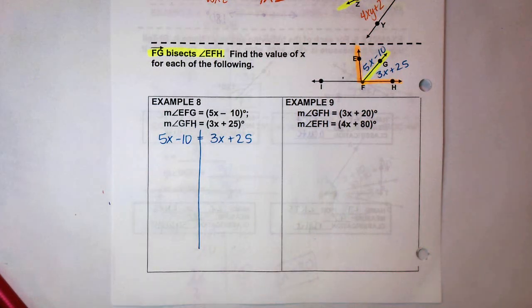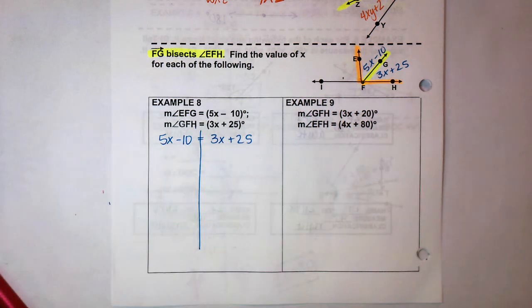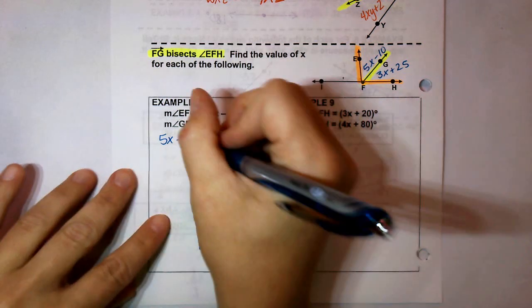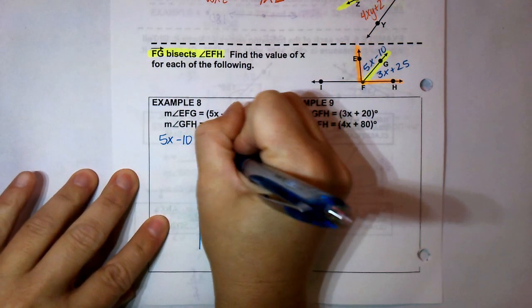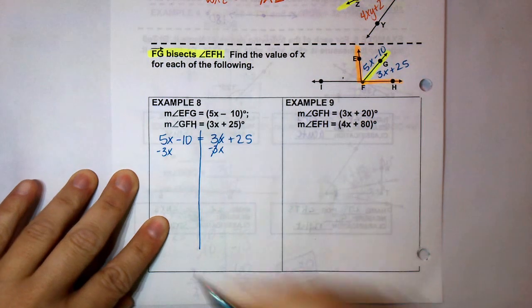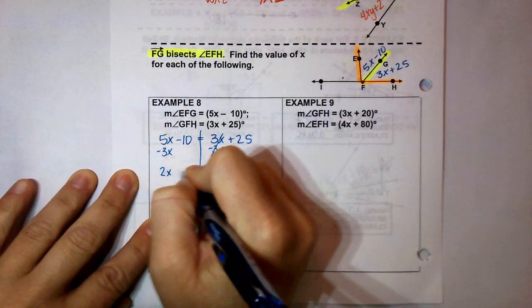All it wants is x. Find the value of x. What did you do? Like minus 3x? Yes, I want to get all the x's to the left and all the numbers to the right. So you do minus 3x on both sides. Good. And then there'll be 2x plus 15 or minus 15.